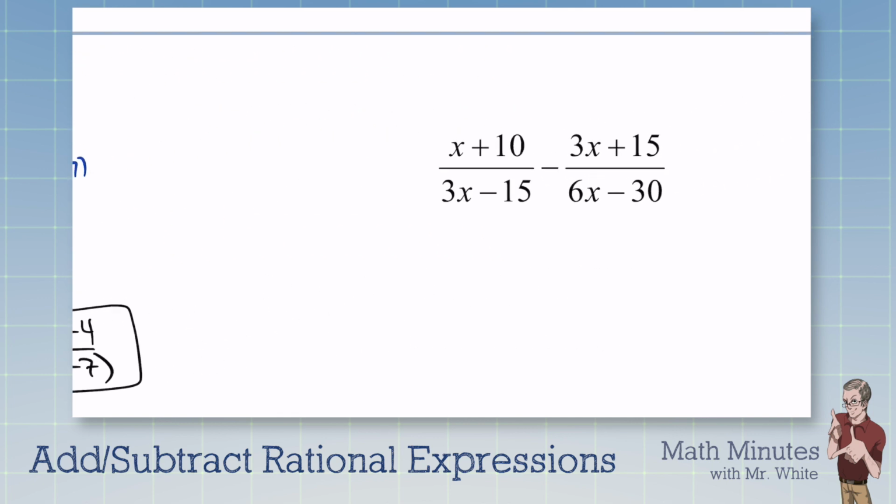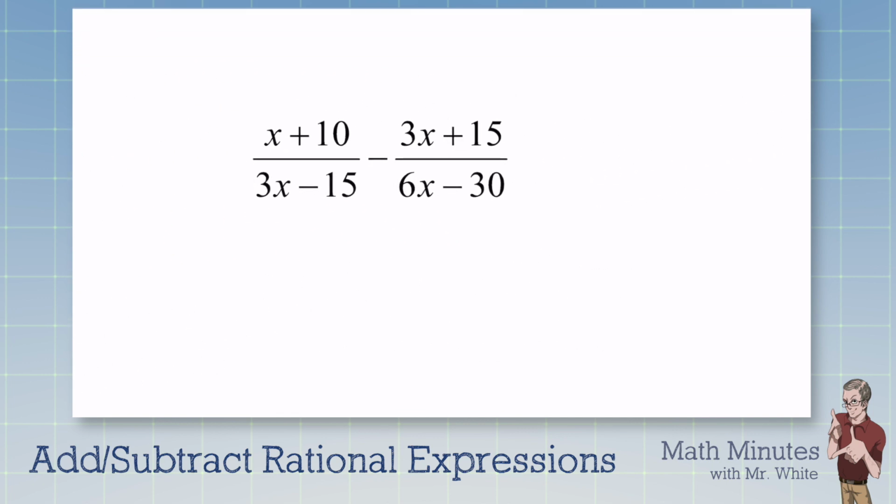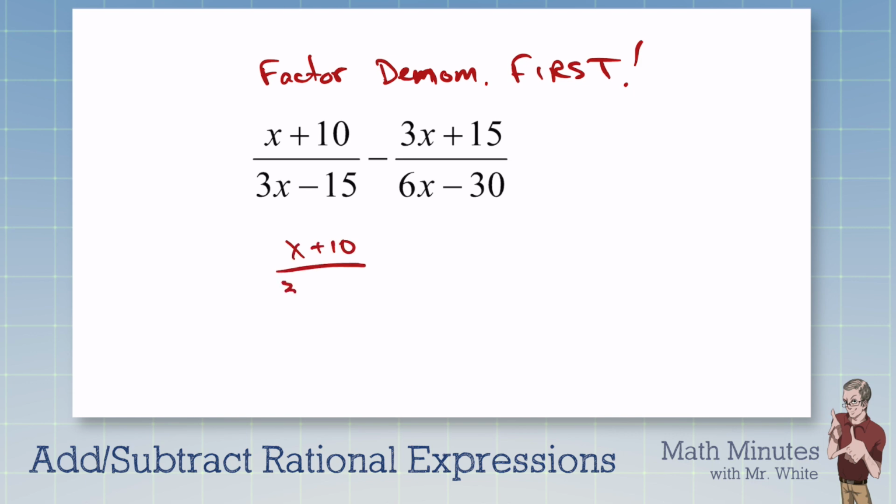All right, moving on to this next one. What do we do first? We factor specifically the denominator, because denominators first. That's the first thing you do. So x plus 10 over 3 times the quantity x minus 5, that's called a greatest common factor, minus 3x plus 15, no change there. But on the denominator, we get 6 times the quantity x minus 5.